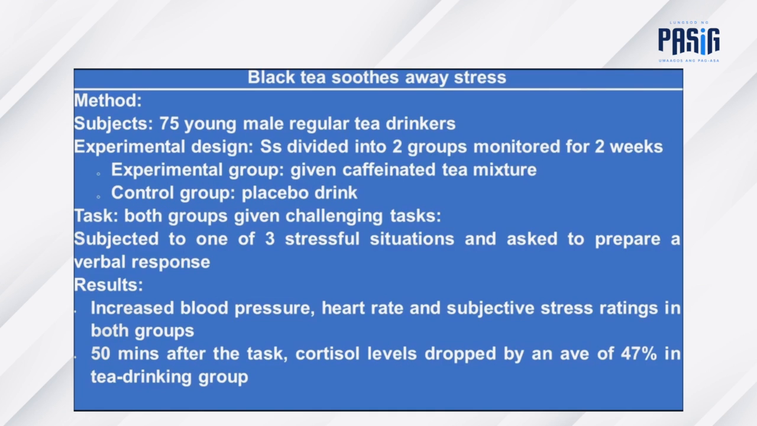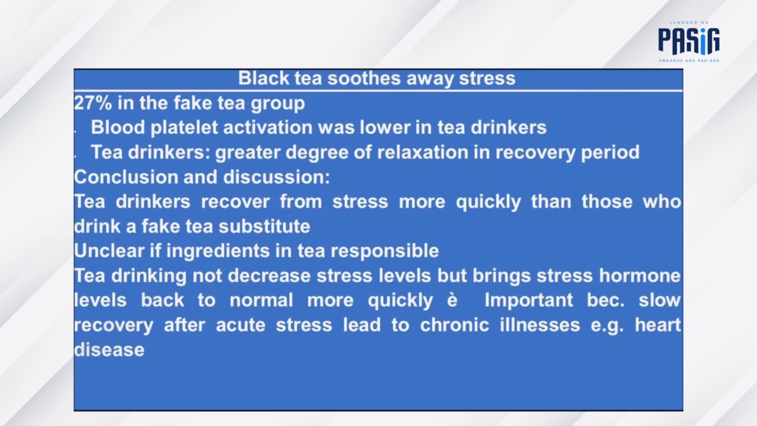Here is the process of summarizing an experimental report. It follows the order: method, results, conclusion, and discussion.